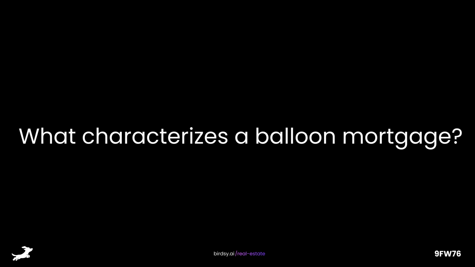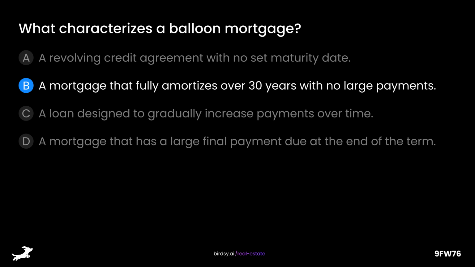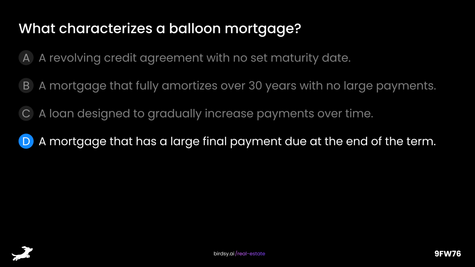What characterizes a balloon mortgage? Is it A, a revolving credit agreement with no set maturity date? B, a mortgage that fully amortizes over 30 years with no large payments? C, a loan designed to gradually increase payments over time? Or D, a mortgage that has a large final payment due at the end of the term? The answer is D, a mortgage that has a large final payment due at the end of the term.